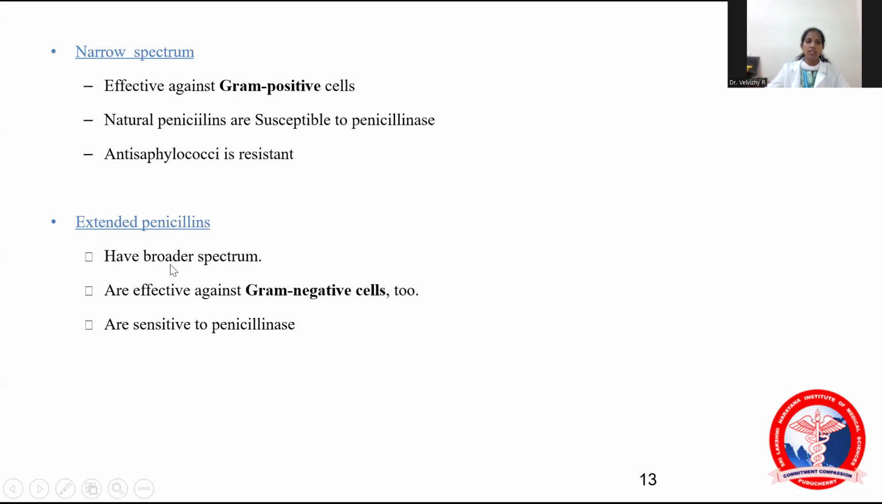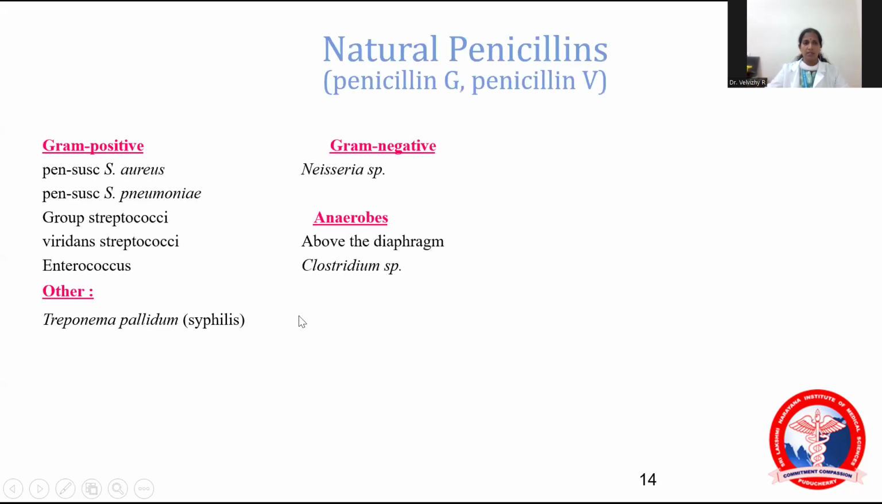Okay, so this is the difference between narrow spectrum and extended spectrum. Narrow spectrum is effective mainly against gram-positive cells. Here, natural penicillin is susceptible to beta-lactamase enzymes, or penicillinase enzymes. Anti-staphylococcal penicillins are resistant to this enzyme. Whereas extended spectrum penicillins have a broader spectrum, that means apart from gram-positive, they are also active against gram-negative. And here, all the drugs are sensitive to penicillinase, or beta-lactamase enzymes.